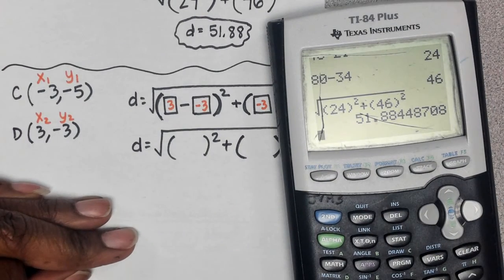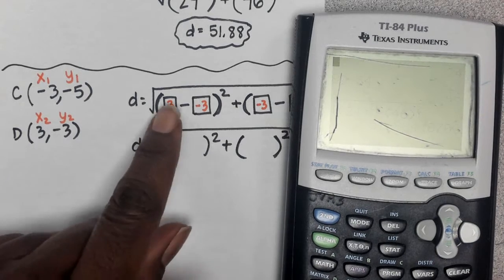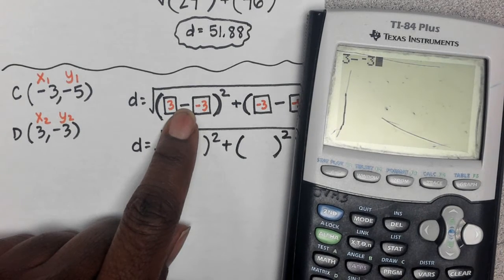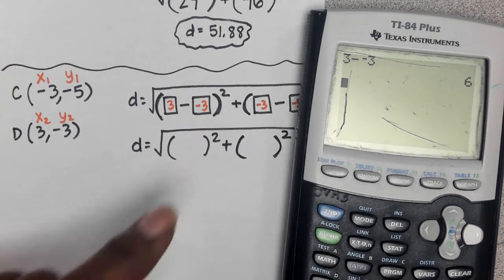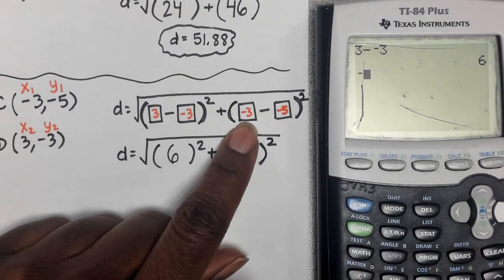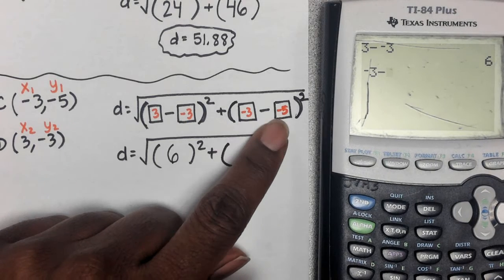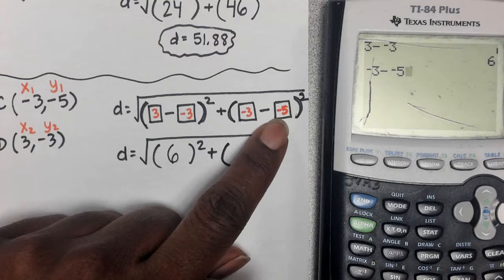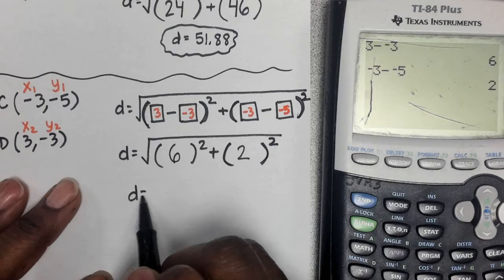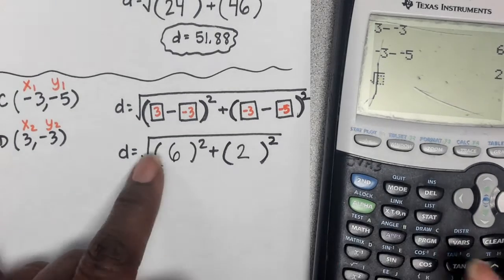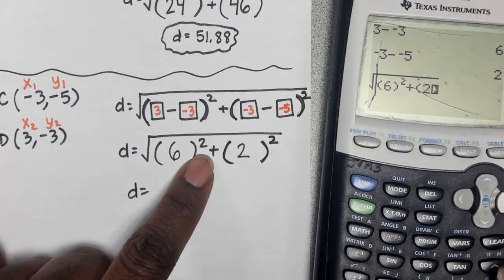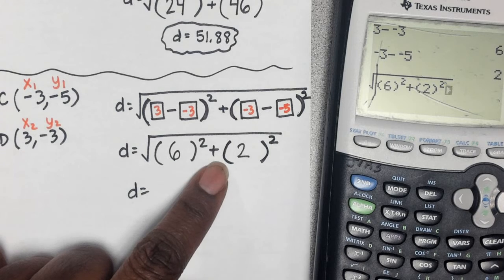So let's figure out what this is just in the parentheses. 3 minus -3. And that gives me 6. Then over here is -3 minus -5. That gives me a 2. Now from here, there's less stuff to put in the calculator, so let's put it in there. We got the square root of 6 to the power of 2 plus 2 to the power of 2.